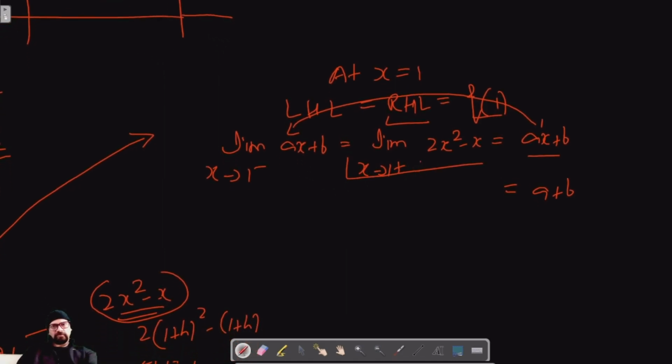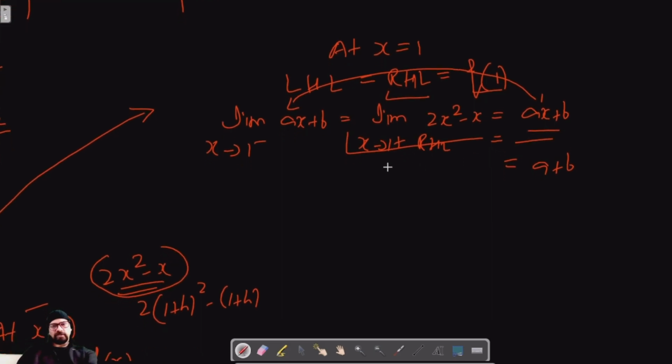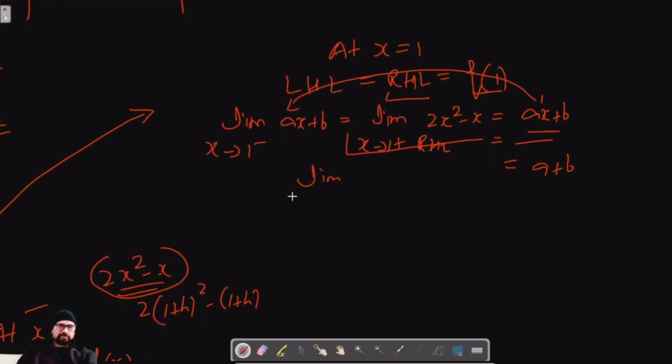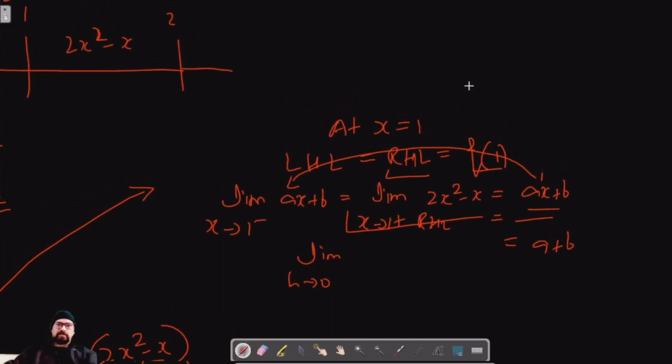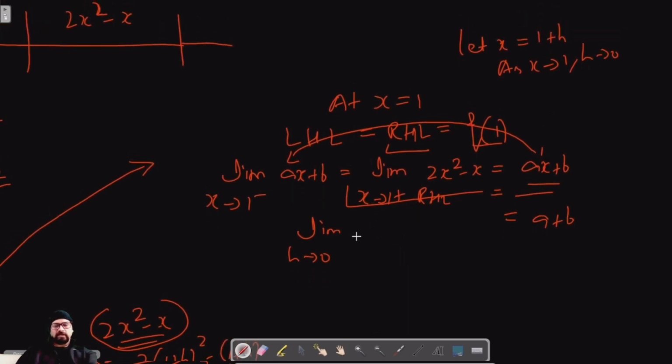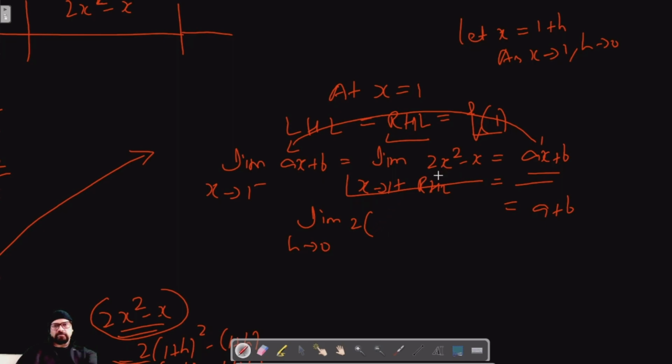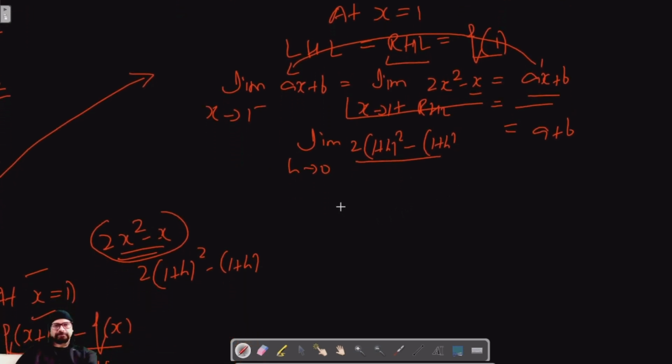So we are going to use the right hand limit with the function's value. For the right hand limit, let's say x is equal to a small value greater than 1. So as x tends to 1, h tends to 0. So this is limit h tends to 0, and this is 2 into 1 plus h the whole square minus x, which is 1 plus h.